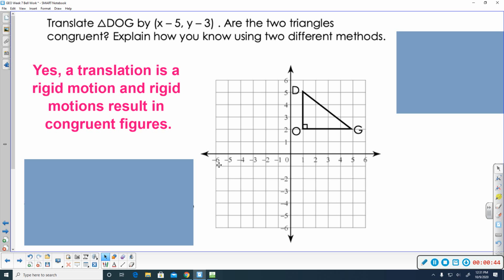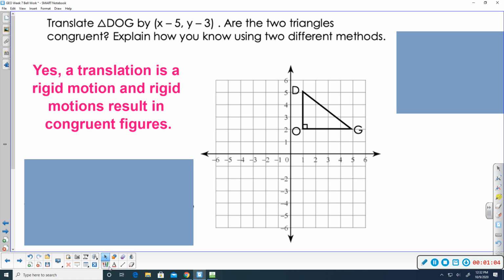So that's one way that we can answer the question, just by knowing that vocabulary word and knowing that a translation is a rigid motion, which means that it preserves congruence. Your original figure, so your pre-image, and your image are going to be congruent when they undergo a rigid motion.